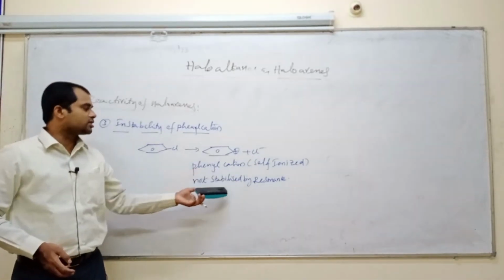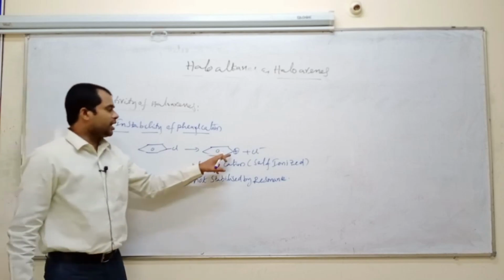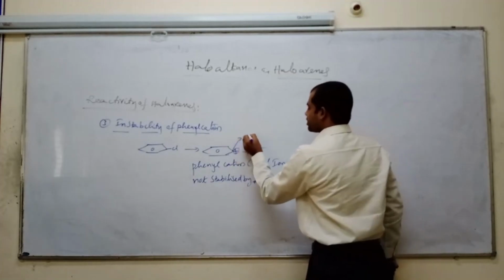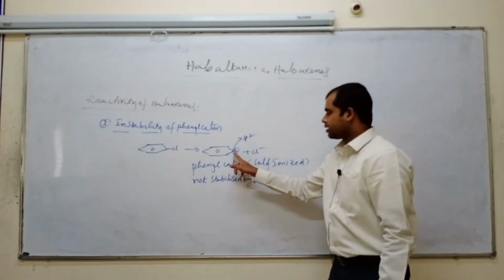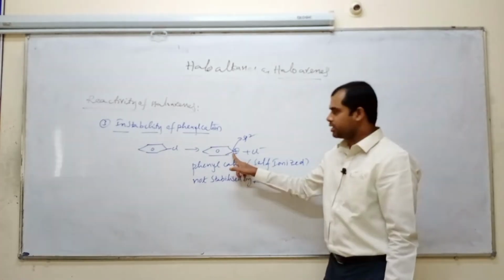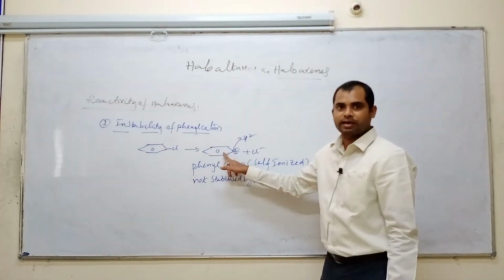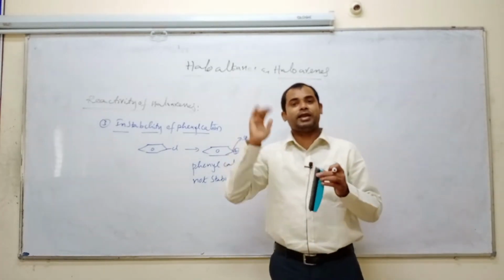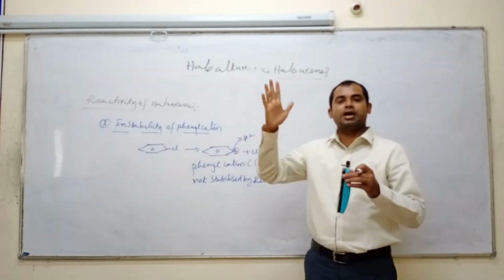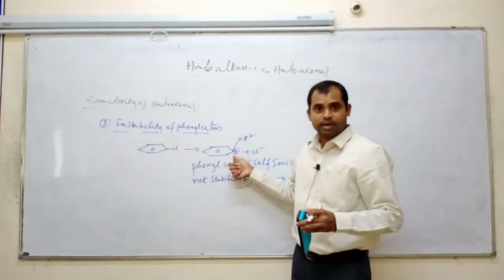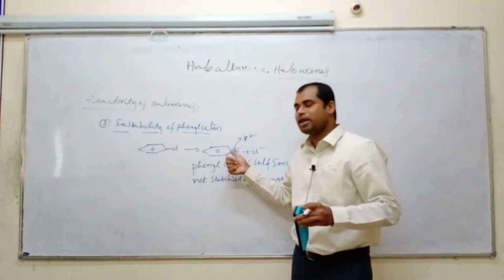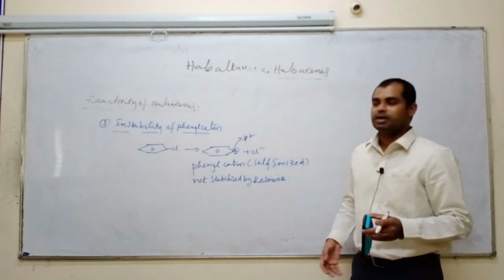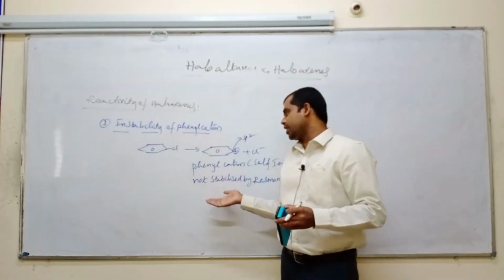This phenyl cation is not resonance stabilized because the carbon bearing the positive charge has sp2 hybridization, and the empty sp2 orbital is perpendicular to the phenyl ring. The sp2 hybridized carbon and the phenyl ring are perpendicular to each other. That's why these are not stabilized by resonance. That is the reason for the instability of phenyl cation.